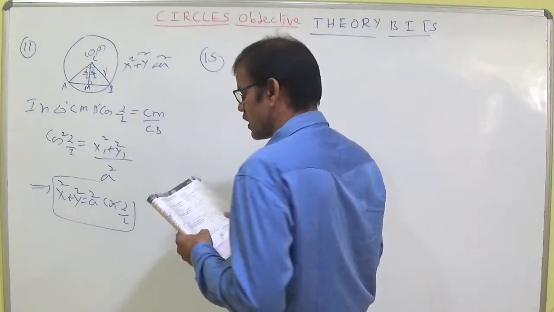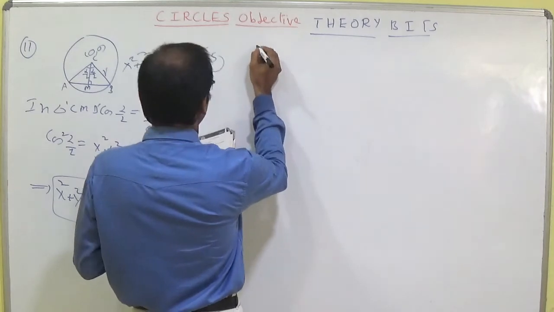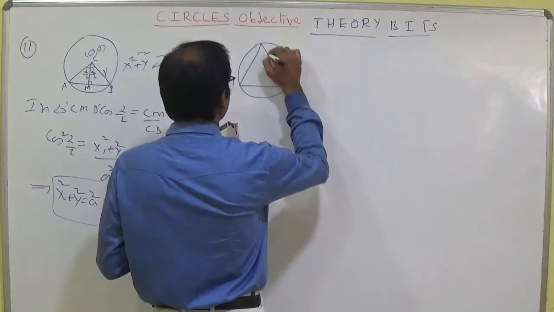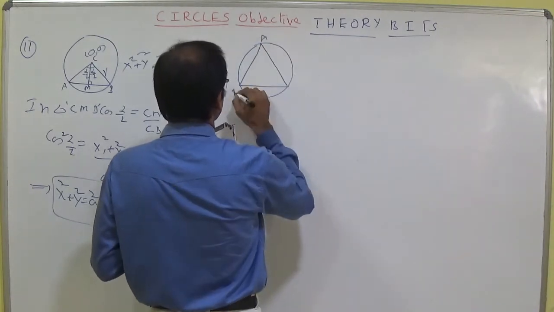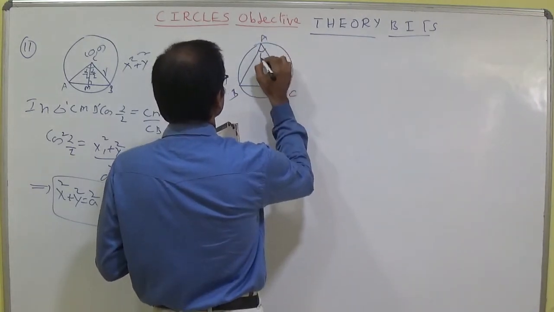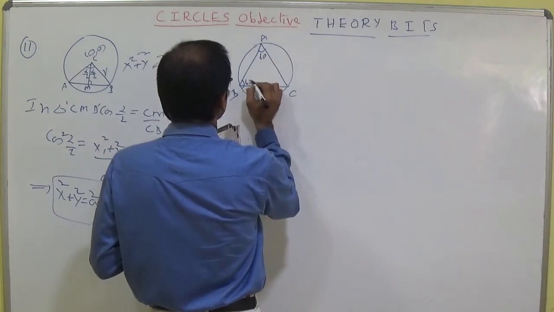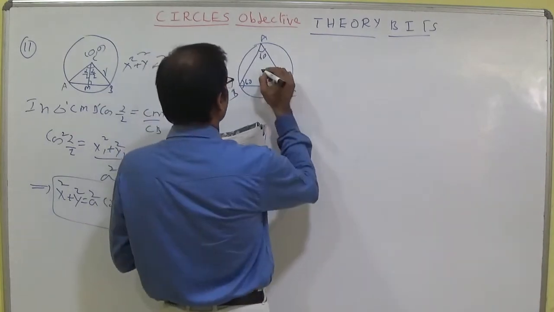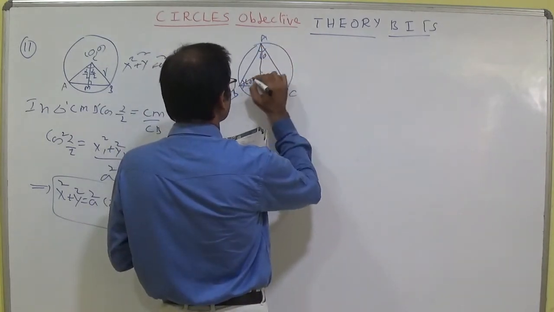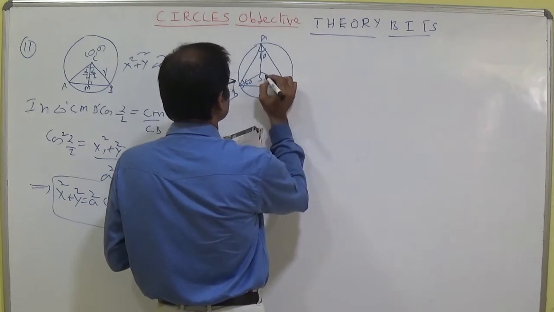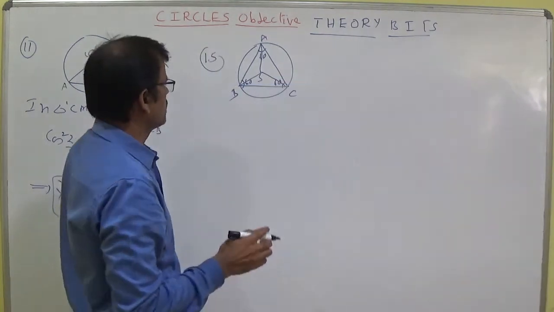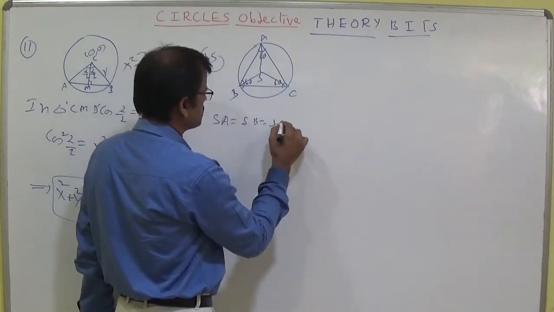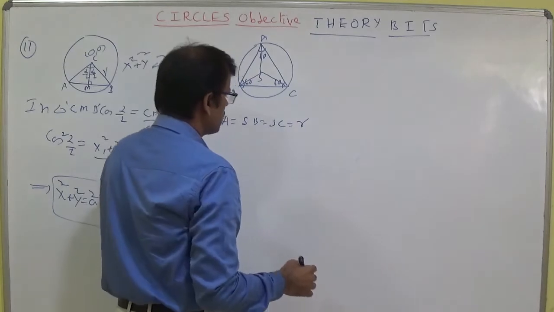An equilateral triangle inscribed in the circle having radius r, then its side. Put here A, B, C. An equilateral triangle, each angle is 60, 60, 60. From the center to any point on the circle is called r. This is S. S is the circumcenter. SA is equal to SB is equal to SC is equal to r. Generally it is indicated as capital R, but he has given it as a small r.